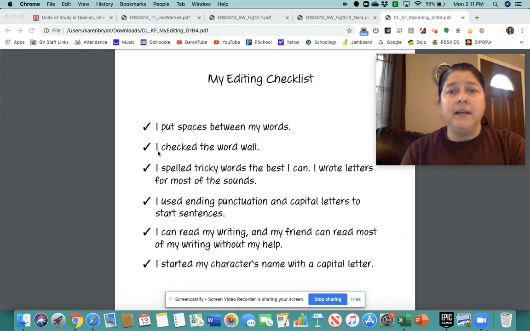I used ending punctuation and capital letters to start the sentences. So ending punctuation would be our periods, our exclamation marks. We may have questions, especially if we have dialogue in our stories. Capital letters need to be at the beginning of every sentence. Remember when we're telling a thought.